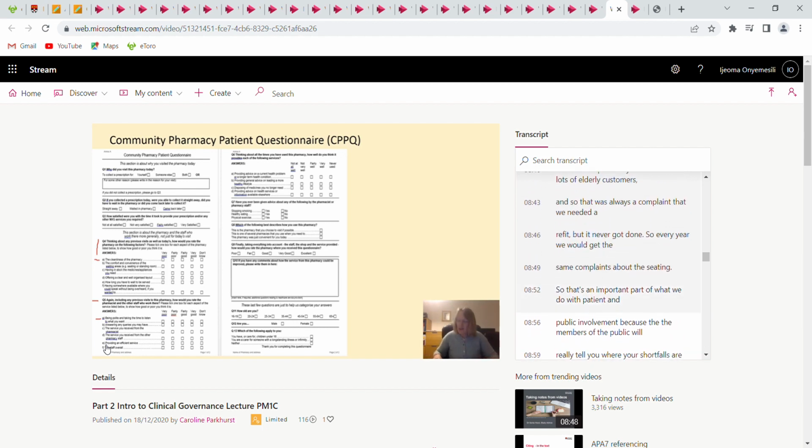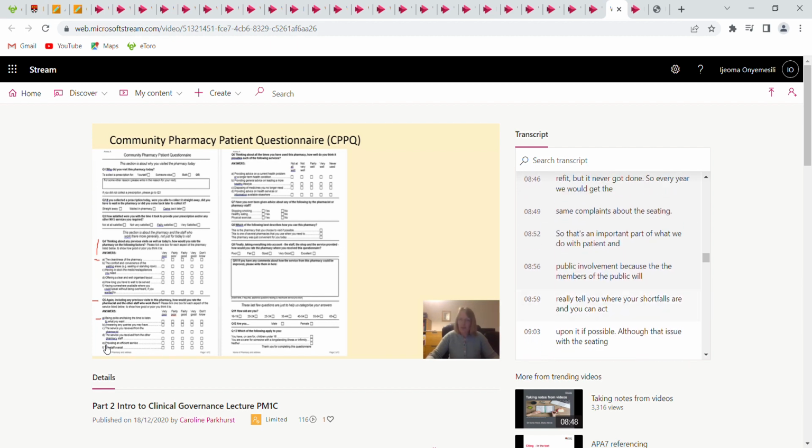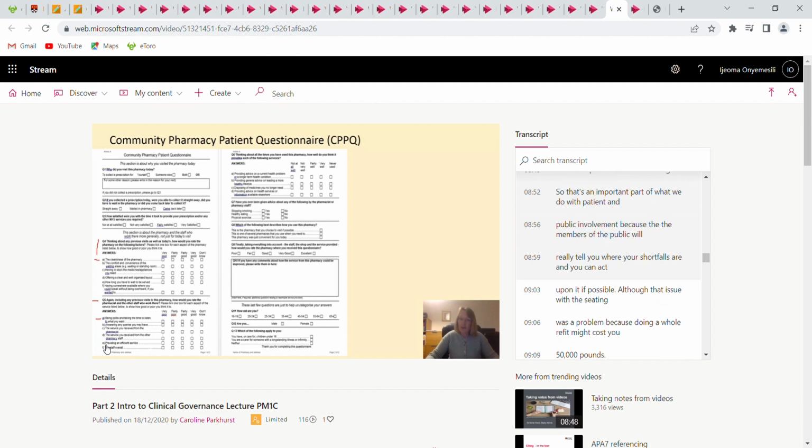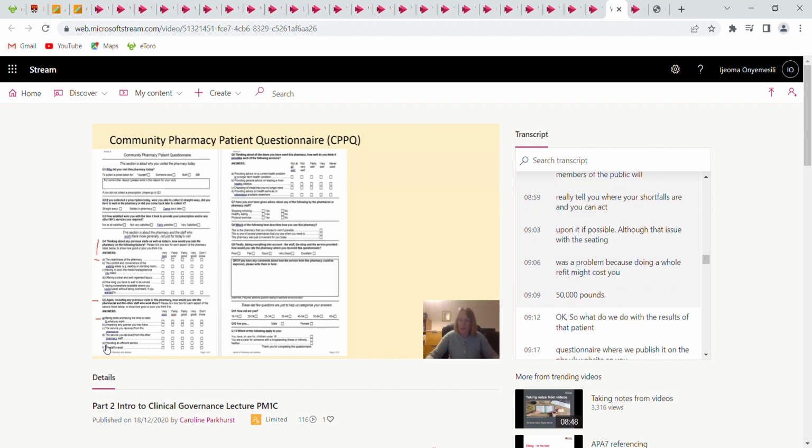So that's an important part of what we do with patient and public involvement, because the members of the public will really tell you where your shortfalls are, and you can act upon it if possible, although that issue with the seating was a problem because doing a whole refit might cost you £50,000.